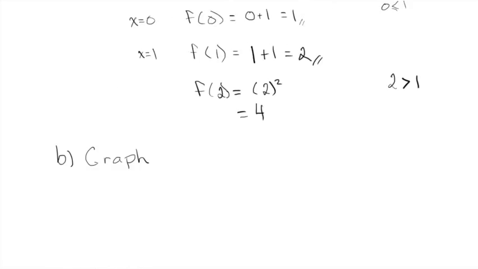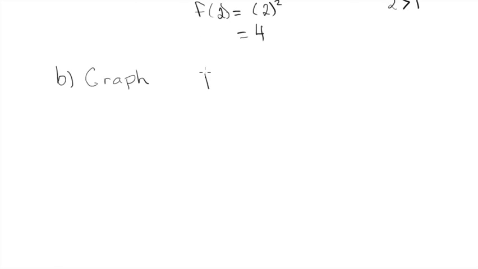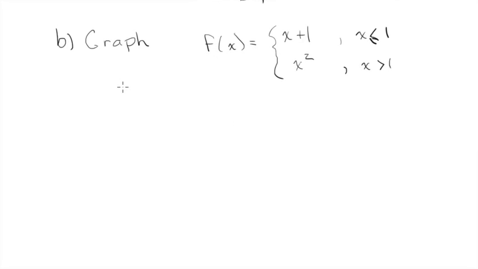So we're going to graph this function. Maybe it'll help if I rewrite it. f at x equals x plus 1 for x less than or equal to 1, and x squared for x bigger than 1. We're going to graph it basically the same way we did that absolute value function. I'll draw my xy plane.